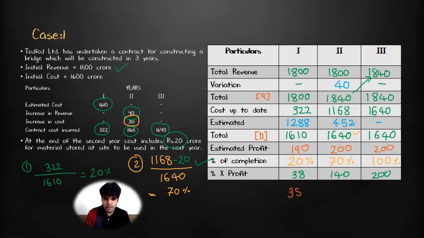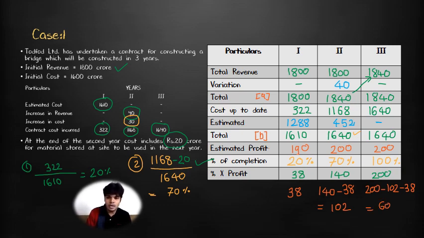38 only. For the second year, the profit will be 140, total profit up to the date, minus 38, which has already been recorded in the profit and loss for the first year. So the profit is going to be 102 for the second year. And for the third year, the profit should be 200 minus 102, which has been recorded for the second year, minus 38, which has been recorded for the first year. So the net profit is going to be 60 here.